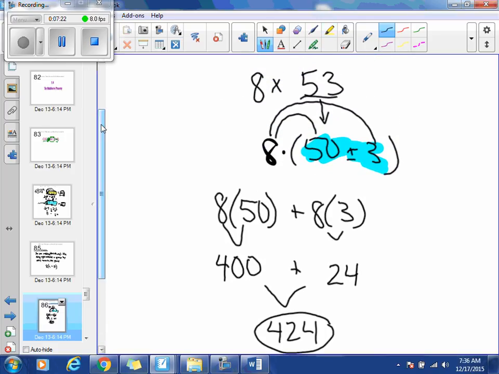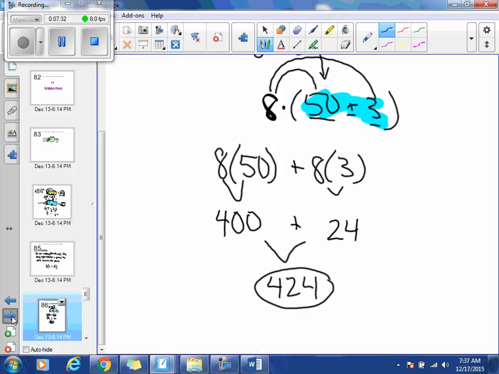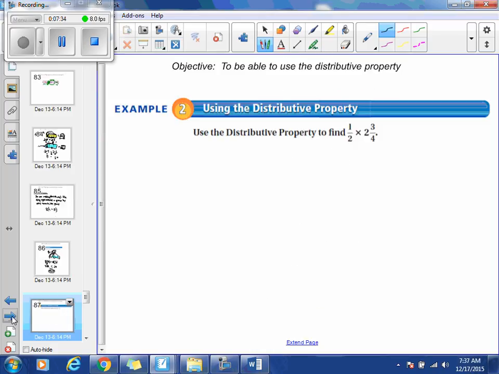So one way to make mental math a little easier, and this is what I do. I do this in my head every day. When I'm trying to multiply, I always break down the bigger number into 2 easier numbers. Pause if you need more time.